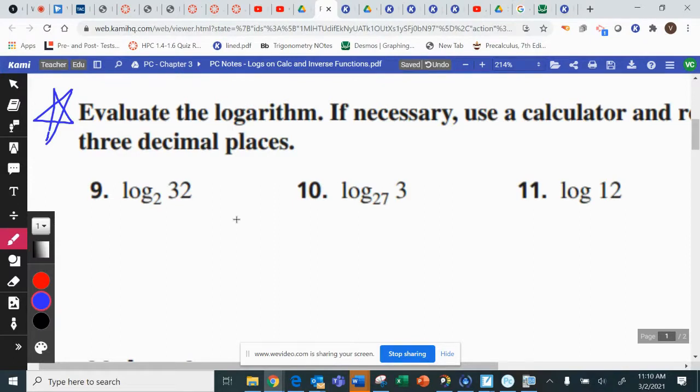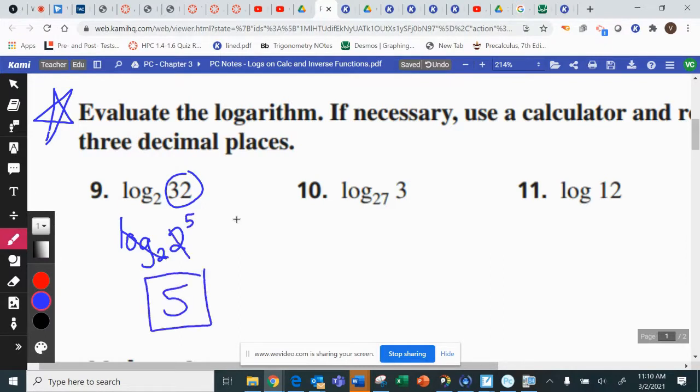No. What I can do is I can rewrite 32 as a base of 2. What will my exponent be? 5. These cancel. Answer is 5.